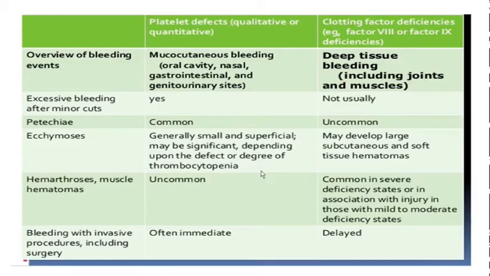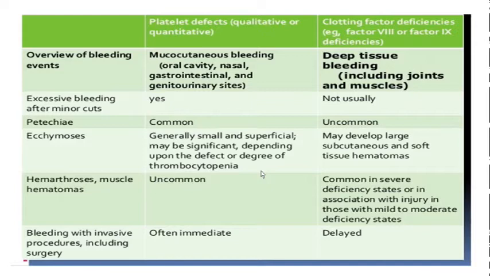So basically we talked about hemostasis, primary hemostasis and secondary hemostasis. The primary is because of platelet function and the platelet plugs, but the secondary is when the clotting factors come into action. And usually the bleeding events in platelet defects will be in the form of mucocutaneous, superficial bleeds, or mucocutaneous bleeds at nasal, gastrointestinal or genitourinary sites. It may be wet or dry.